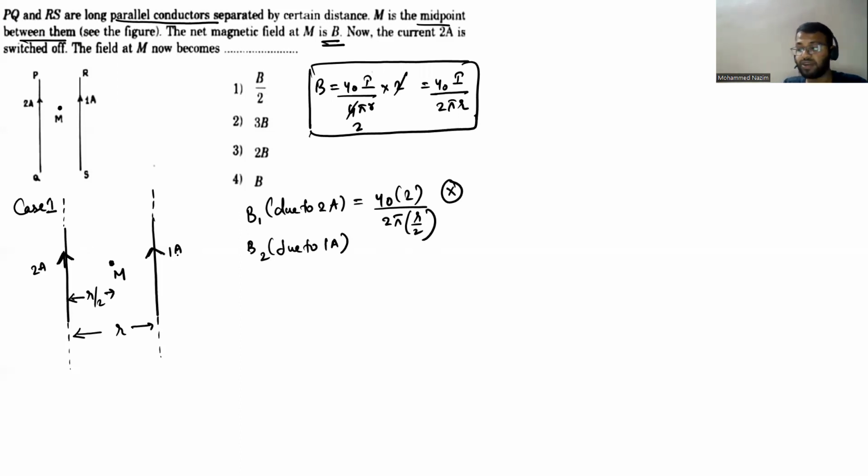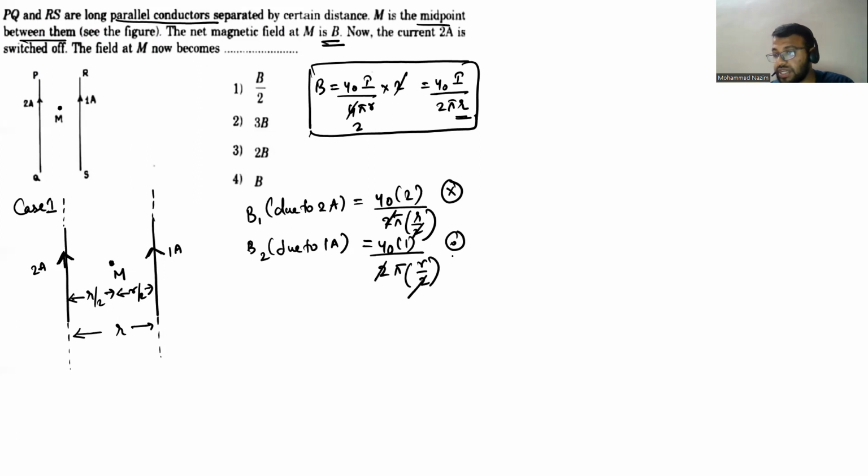Due to 2 ampere, it is inward, and due to 1 ampere, point M is to the left. So if I use my right hand thumb rule, with point M to the left, my fingers are pointing outward. Therefore this is going to be mu naught I, that is 1, divided by 2 pi R. The distance from the 1 ampere wire to M is again R by 2. So in which direction is this going to be? Outward.